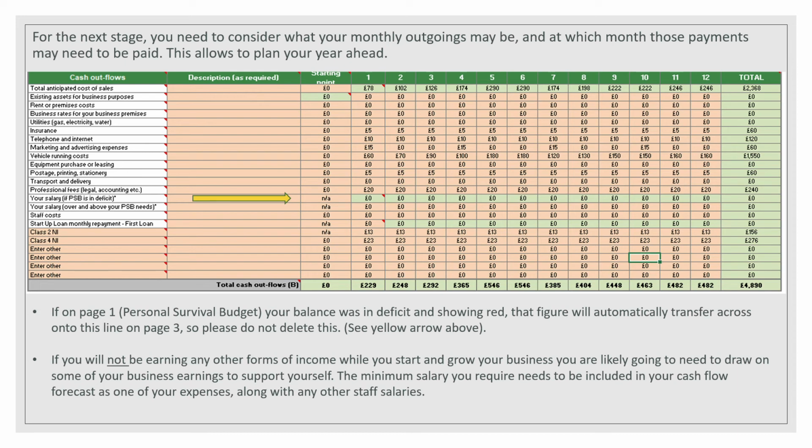The minimum salary you require needs to be included at this point in your cash flow forecast as one of your expenses, along with any other staff salaries. Other items could be your startup loan and monthly repayments, first loan. And of course, Class 2 and Class 4 national insurance payments can also go into this section. It is advisable to pay this money into a separate savings account on a monthly basis, which will then help ease the burden when your national insurance bill arrives at the end of the financial year.